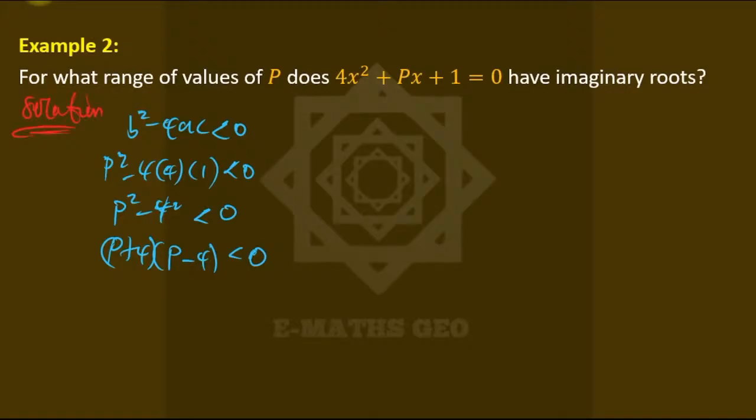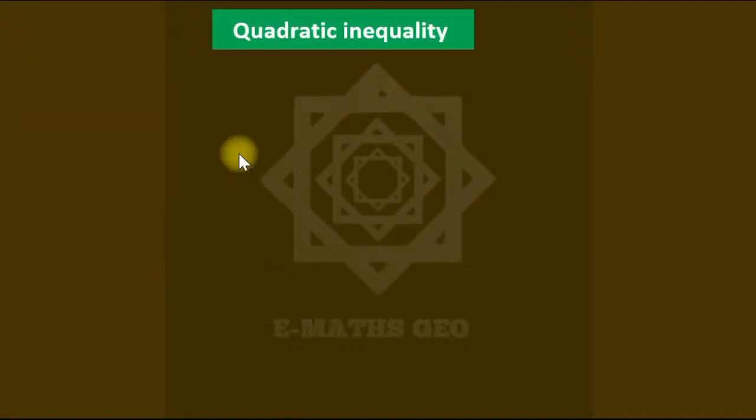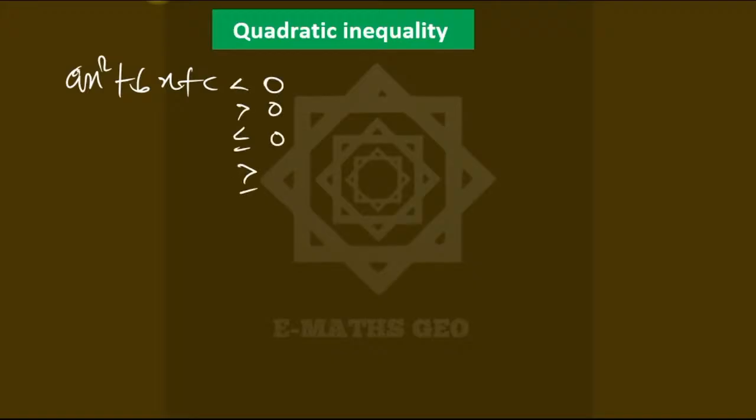Now, if I solve this, you might not get it. This is what we call a quadratic inequality. So let's look at quadratic inequality. Any quadratic inequality is when ax squared plus bx plus c is either less than 0 or greater than 0, or less than or equal to 0 or greater than or equal to 0.